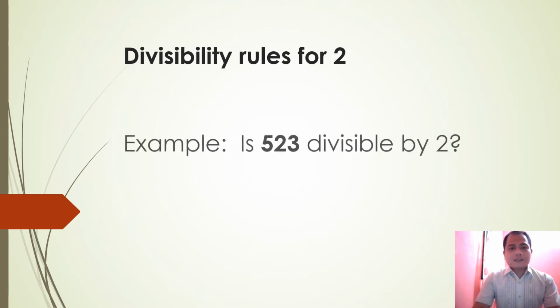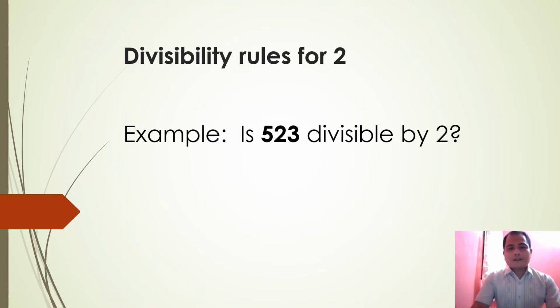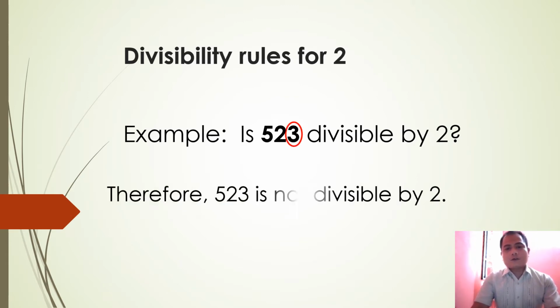Next, let's try another example. Is 523 divisible by 2? The last number, or the number in the ones digit, is 3. Therefore, 523 is not divisible by 2. So any number that is odd is not divisible by 2. Okay?